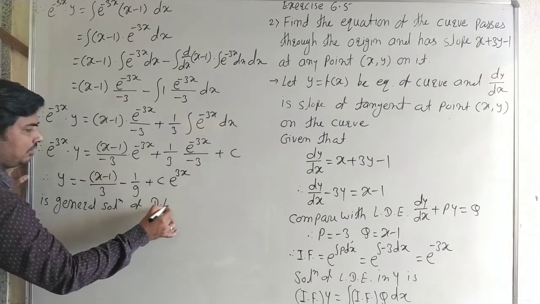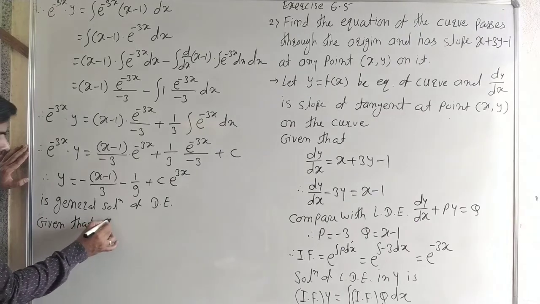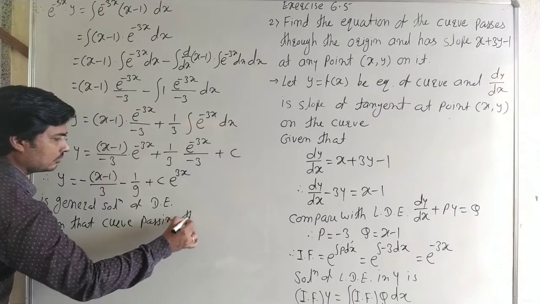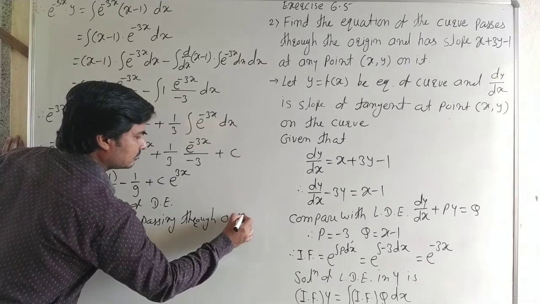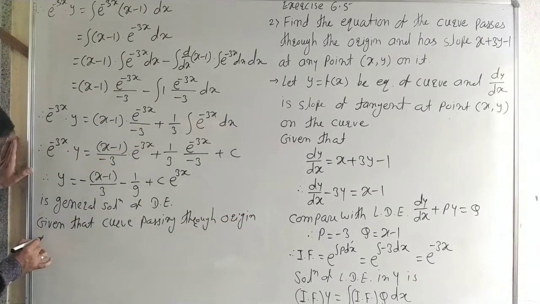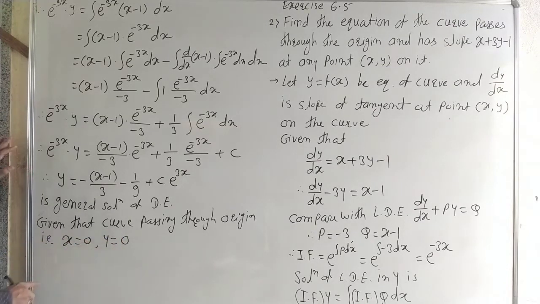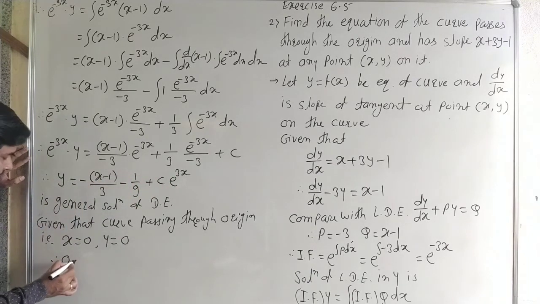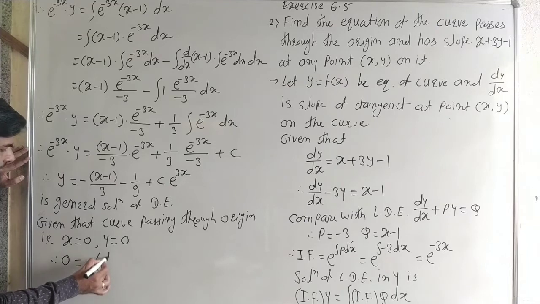Okay, now it is given that the curve passes through the origin, that is x = 0 and y = 0. See carefully. Now put the value of x = 0 and y = 0 in the general solution. Therefore it is 0 = minus, see carefully, it is -1/3.